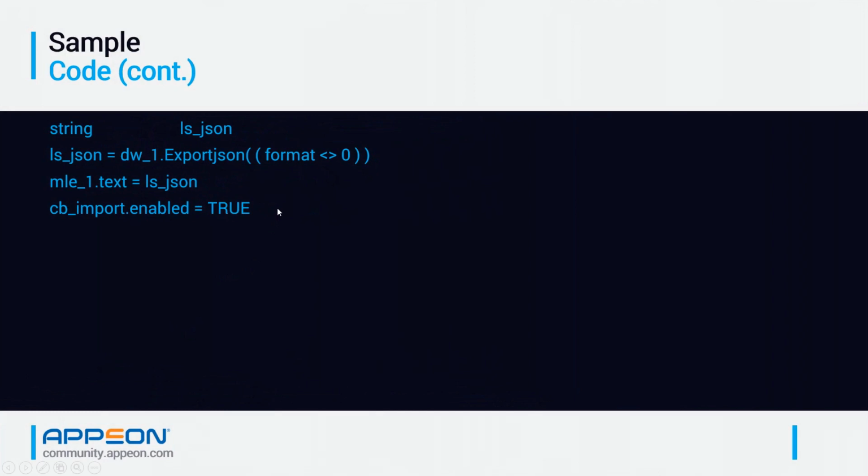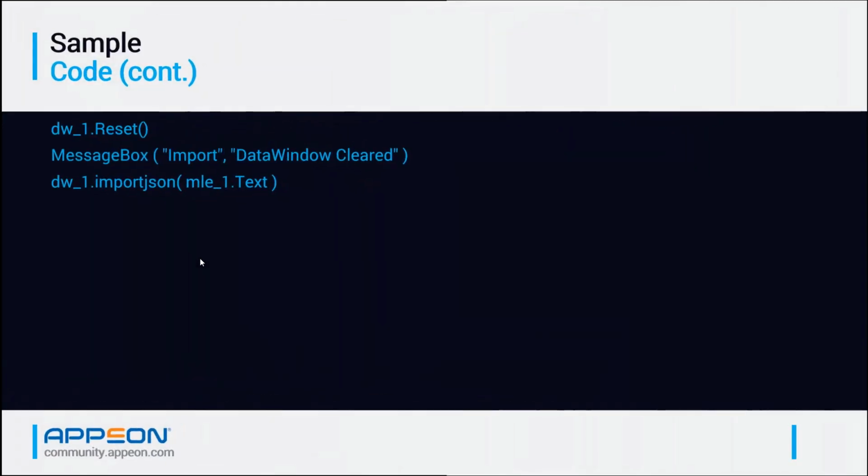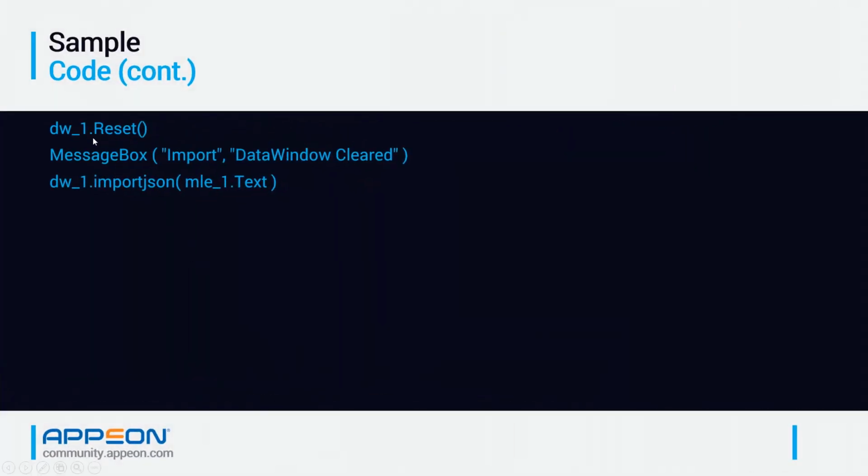So here I'm just using the XPower JSON, the first one, where I'm just pulling a Boolean flag. This format value is set by the drop-down. I just go ahead and grab that JSON, stick it in the MLE, and I'm done. And the import's pretty simple too. I do a reset of the original data window, just so you see there's no smoke and mirrors going on. I've really done an import. And then I import the text directly out of the MLE back into the data window.